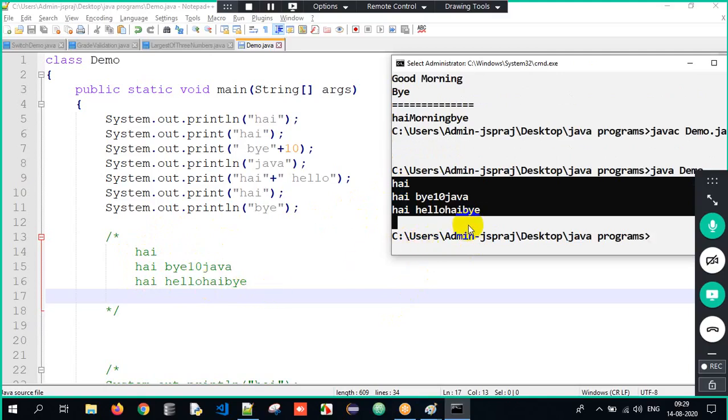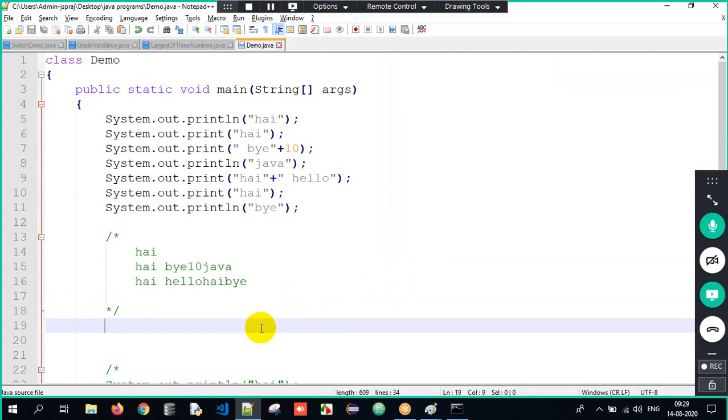So when I tell print, it only prints the data. When I tell println, it will print and the control is transferred to the new line, the next line. So this is all about the entire process, the difference between the print and println methods. Got the clarity, guys? So everyone understood what is print and println?